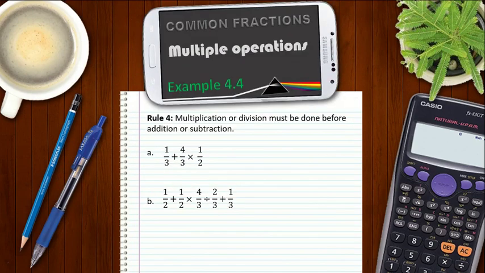Then for rule 4, multiplication or division must be done before addition and subtraction. So this is the very first thing I think you learn from BODMAS: always multiply or divide first before adding. So that means we need to do this part first, okay? So we still write 1 over 3 plus, and then when we multiply here, we can cancel 2, can go into itself once, and into 4 2 times. So 2 times 1 is 2, and 3 times 1 is 3. Okay, now we can add, and here it's easy because the denominators are both the same. So 1 plus 2 is 3, and then that's over 3. 3 and 3 cancels, so we're just left with 1.